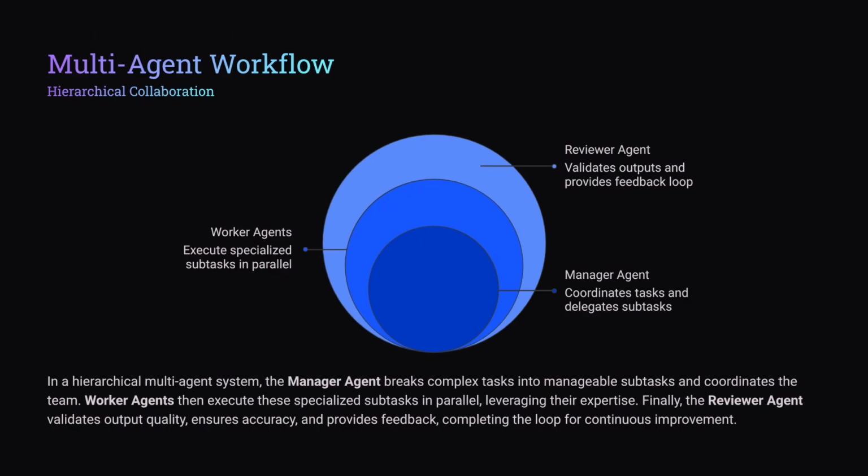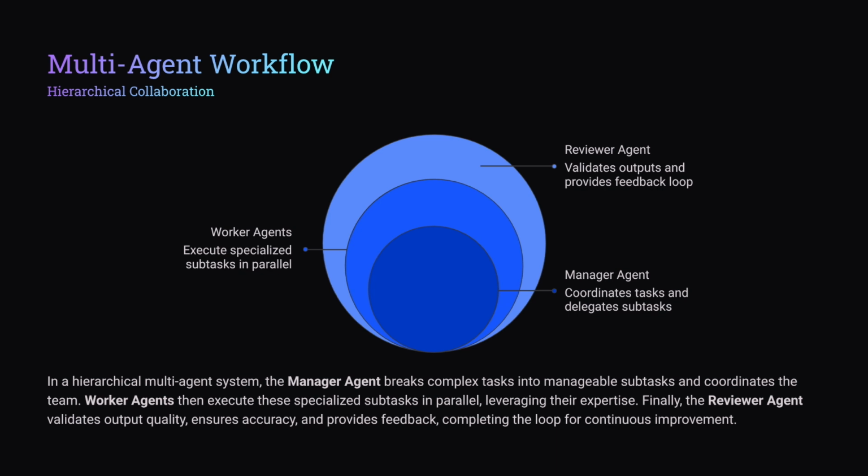If we look at the hierarchical structure of a multi-agent system, let's look at this example. Manager agent delegates tasks. Worker agents execute subtasks. Reviewer agent validates output. This mirrors organizational systems. Delegation reduces cognitive overload.